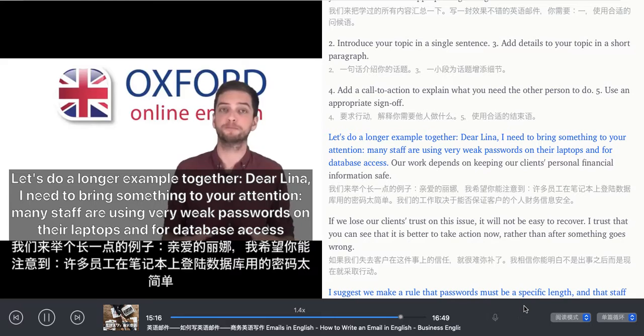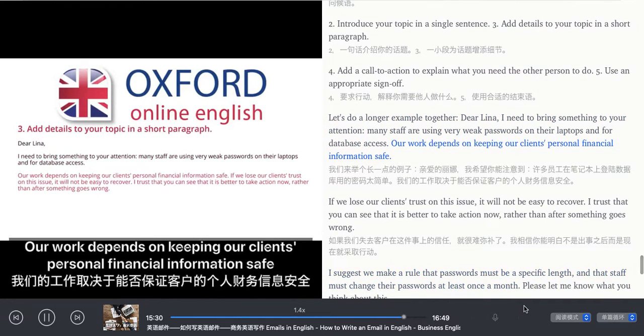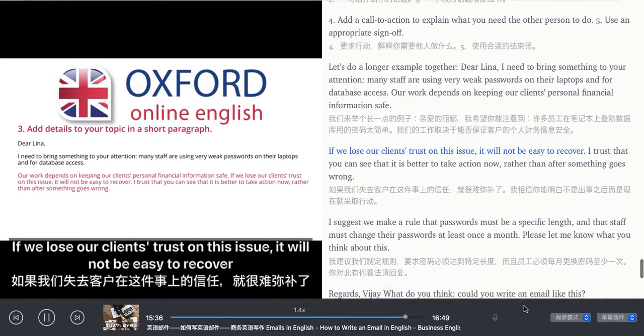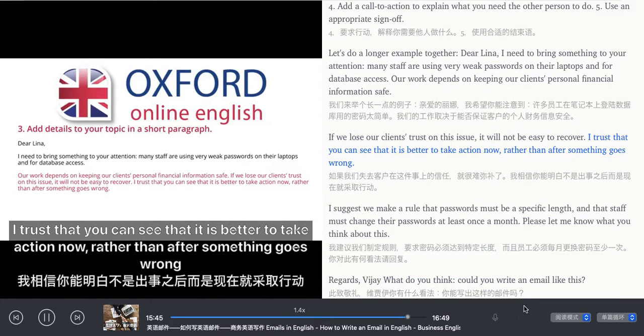Let's do a longer example together. "Dear Lena, I need to bring something to your attention. Many staff are using very weak passwords on their laptops and for database access. Our work depends on keeping our clients' personal financial information safe. If we lose our clients' trust on this issue, it will not be easy to recover. I trust that you can see that it is better to take action now rather than after something goes wrong.